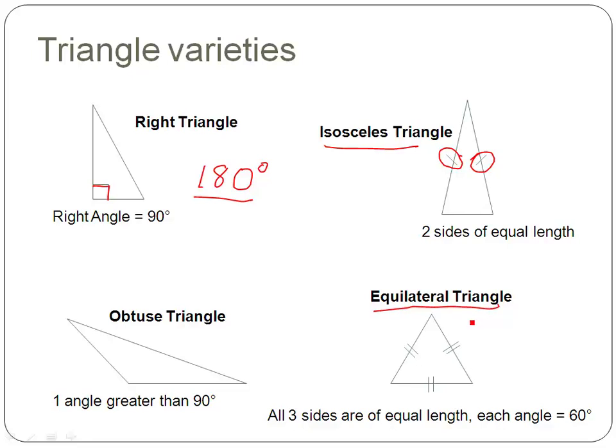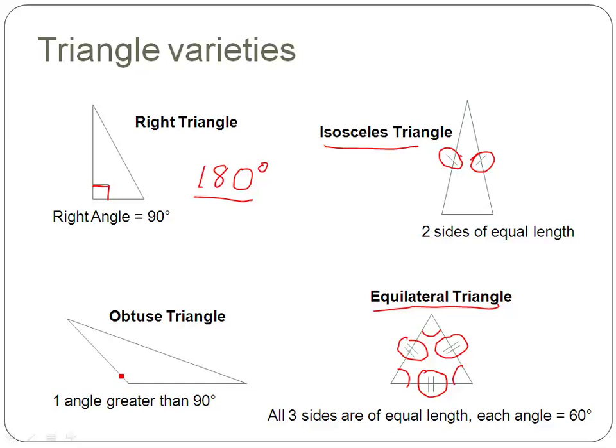Similarly, we have an equilateral triangle. Notice that all three sides are notated as being equal in length, meaning they have the same symbol in them showing that they're equal in length, and that is an equilateral triangle where all three sides are equal. Additionally, within an equilateral triangle, all three angles are equal, and if the total triangle equals 180 degrees, each angle within the equilateral triangle is 60 degrees.